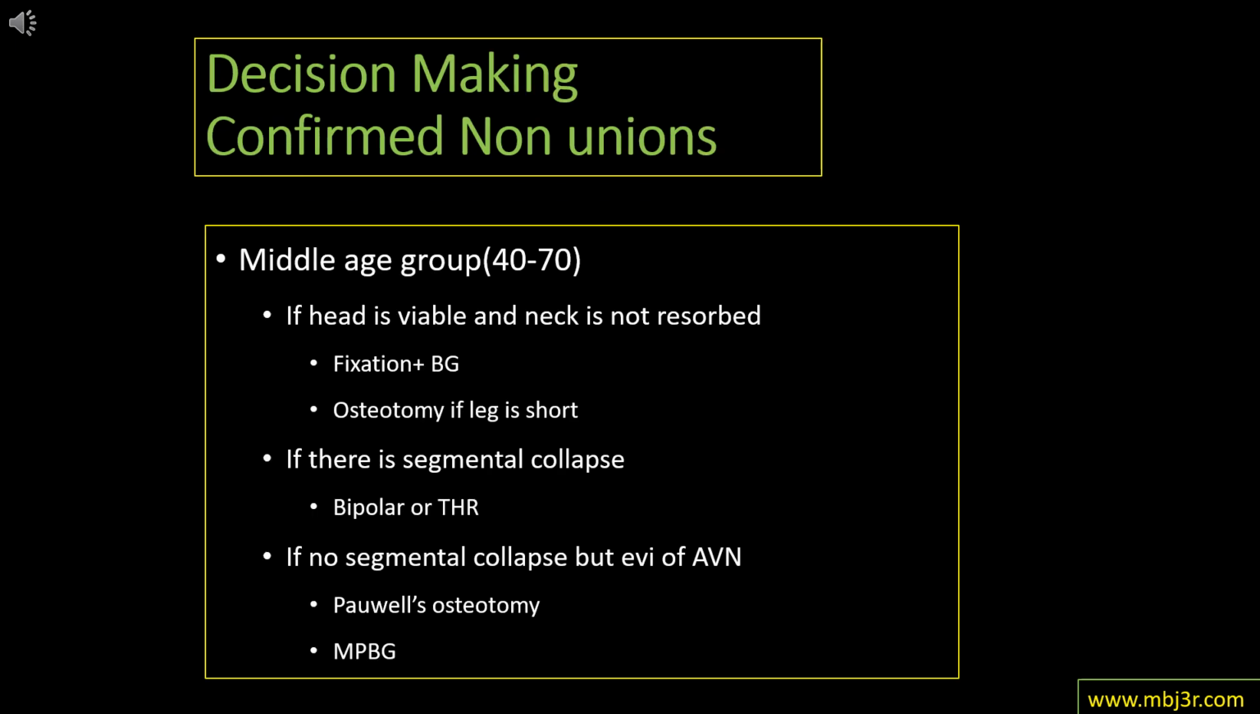Middle age, between 40 and 70 years. If the head is viable and neck is not resorbed, then fixation plus bone grafting. Osteotomy if leg is short. If there is segmental collapse, bipolar or total hip replacement. No segmental collapse but evidence of AVN, you can do a Powell's osteotomy or muscle pedicle bone grafting.